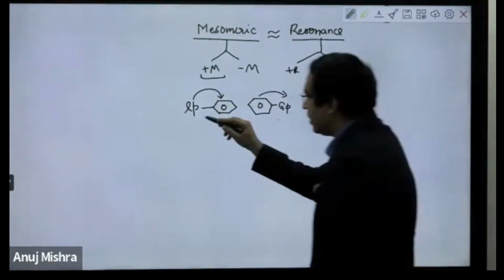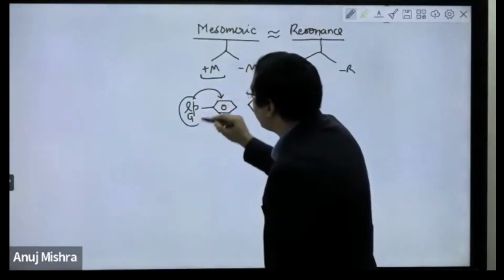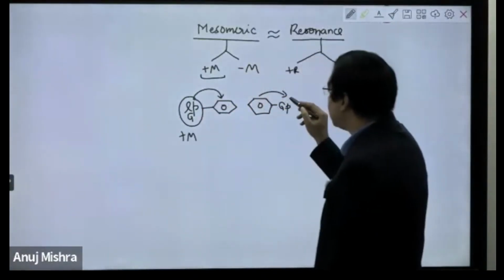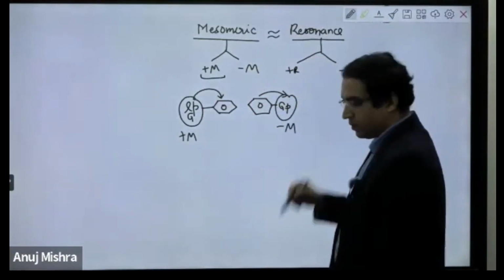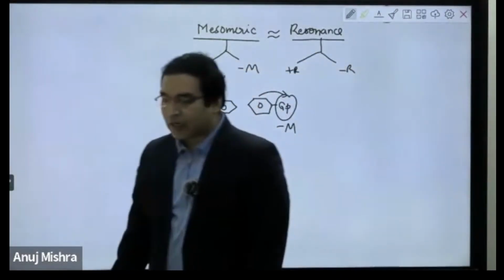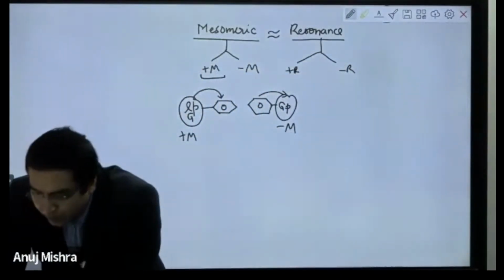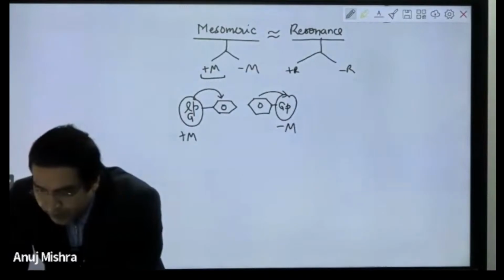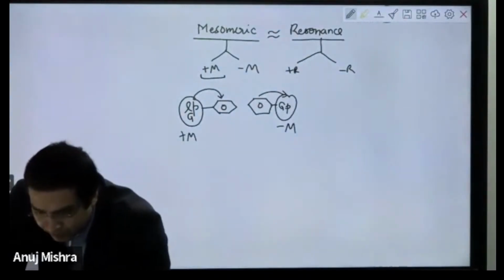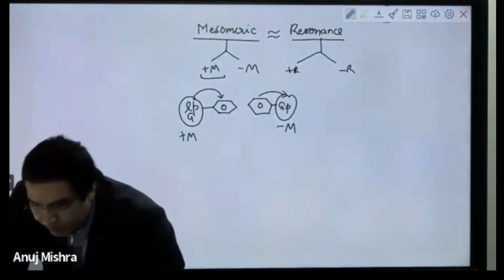Who is plus M? This lone pair group is plus M group. And who is minus M in this? This group which is pulling electron is minus M. Is it clear? Niharika, Chinmay, is it okay? Any difficulty in this part? Any issues in this part?